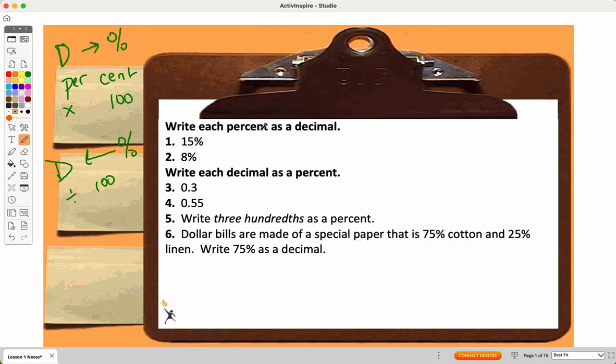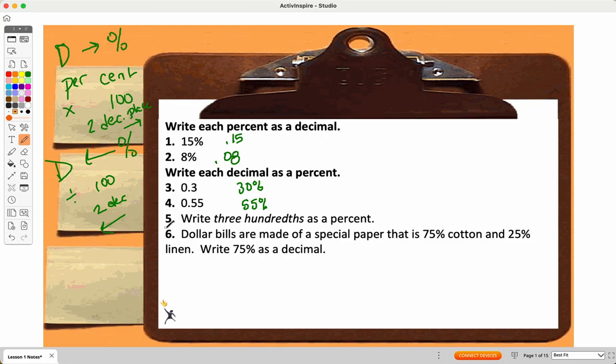Because our number system is a base 10 system, that just means I'm going to move 2 decimal places. If I'm going from decimal to percent, I'm going to go 2 decimal places to the right, and if I'm going to divide, I'm going to go 2 decimal places to the left. So if I go from percent to decimal, I'm going to say, okay, this is 15 hundredths. This is 8 hundredths. And then vice versa, from decimal to percent, I'm going to move 2 to the right. So this is 30%. This is 55%.